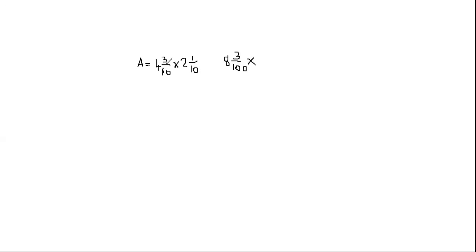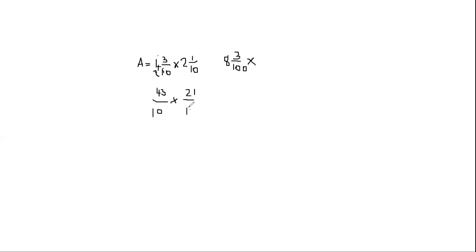We have to change this into an improper fraction. How do you change that into an improper fraction? You multiply, 10 fours are 40 plus 3. So that's going to give you 43 over 10, multiplied by, again we need to change that into an improper fraction too. So that's going to give you 10 twos are 20, 20 plus 1 is going to give you 21 over 10.